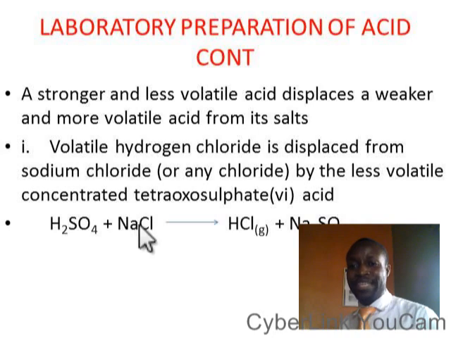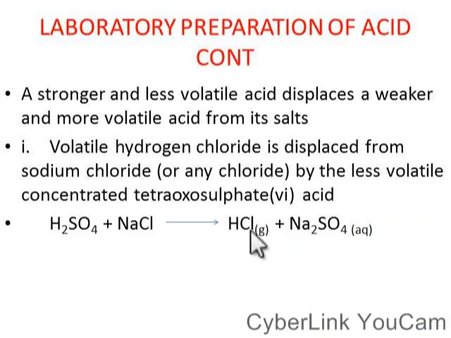If hydrogen were to be here now, this is hydrochloric acid, which is volatile, and this is a less strong acid. Take note. A stronger and less volatile acid displaces a weak and more volatile acid. This is a strong acid, but less volatile. So from there, see what the result is. It produces another acid and a salt. So this is another way of preparing an acid. Let's move on to the next one.